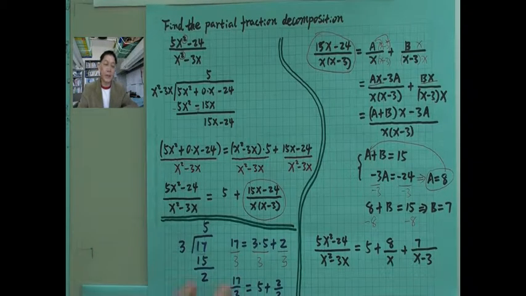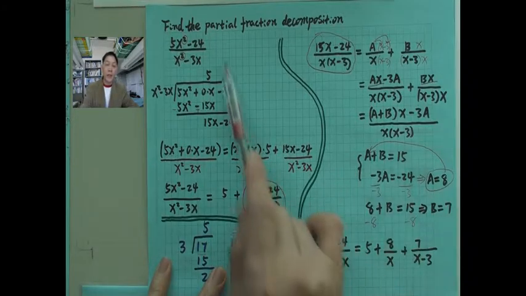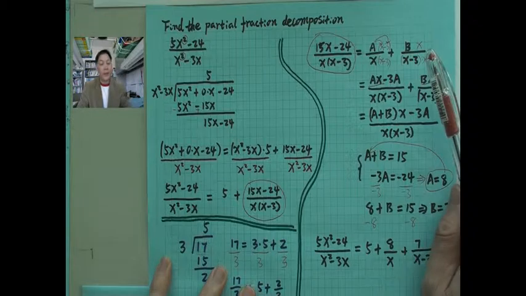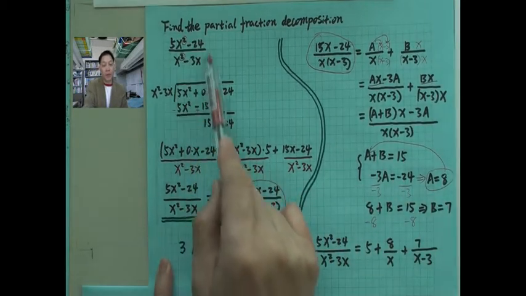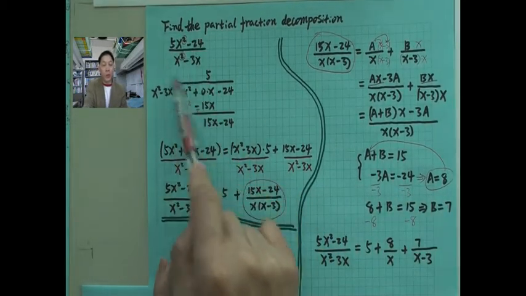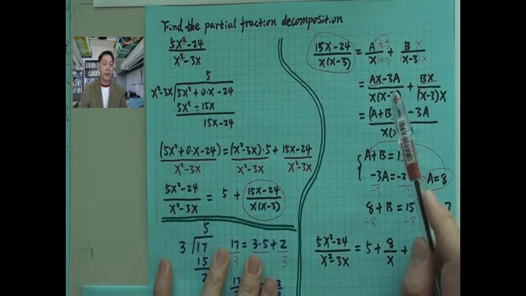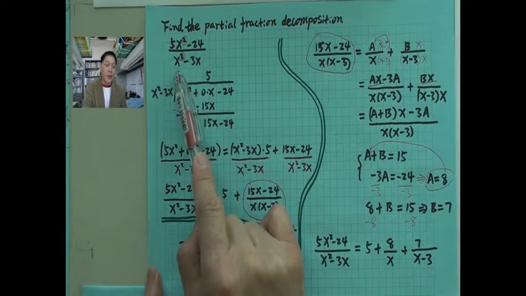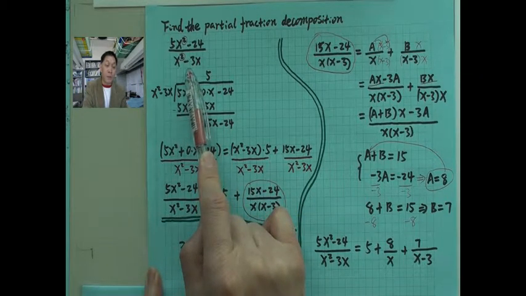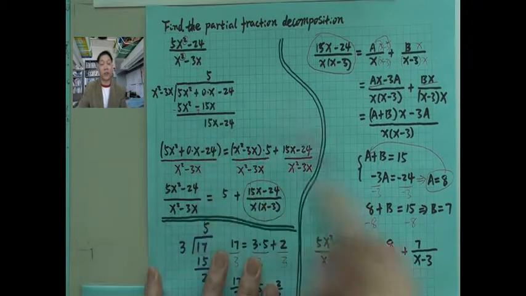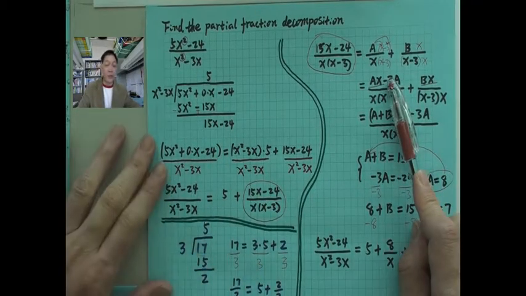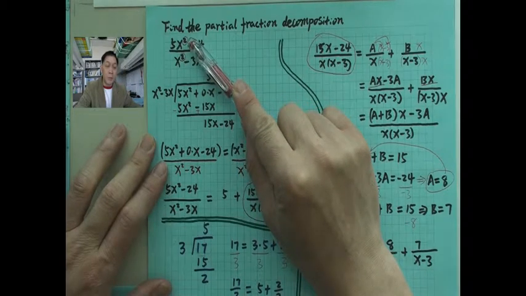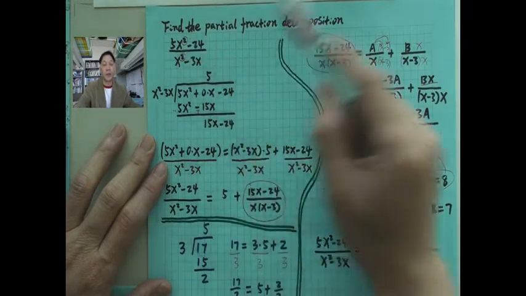In this lecture, we will talk about partial fraction decomposition. And here is the one fraction we want to decompose. The numerator is 5x squared minus 24. The denominator is x squared minus 3x. The reason I said "also" is because they are equal. They have a degree 2 on both numerator and denominator.